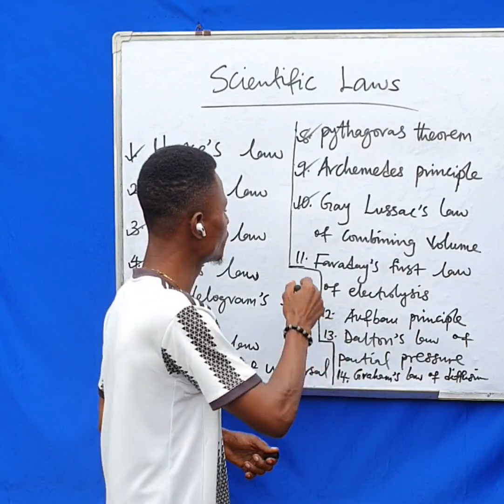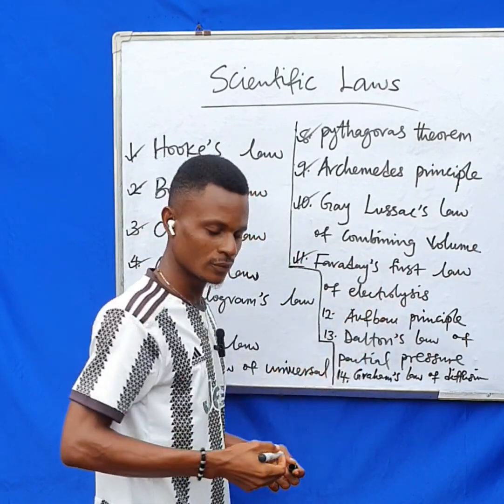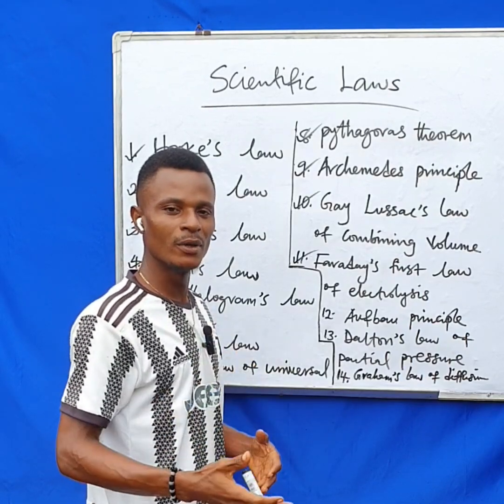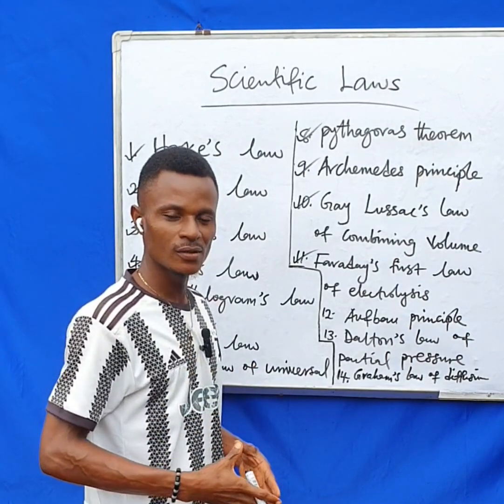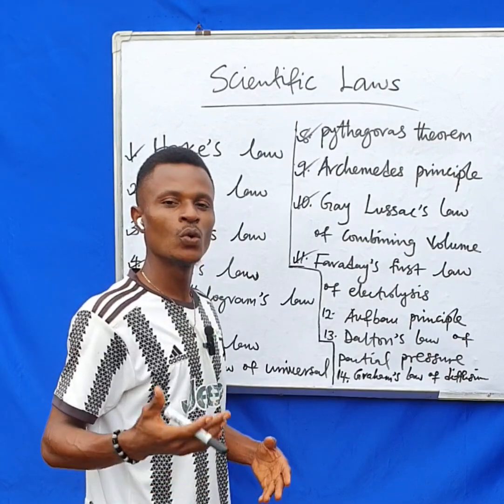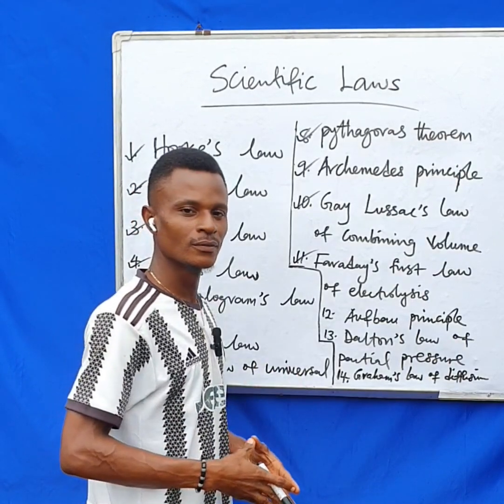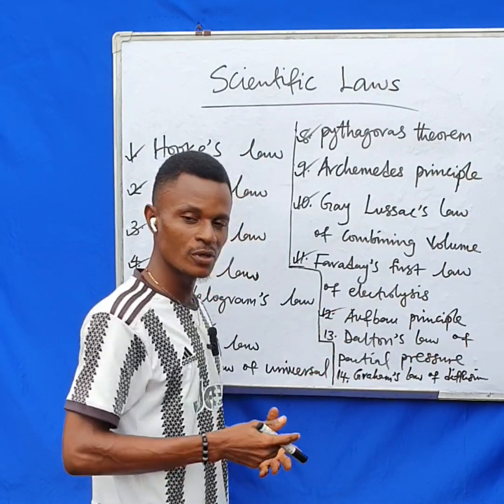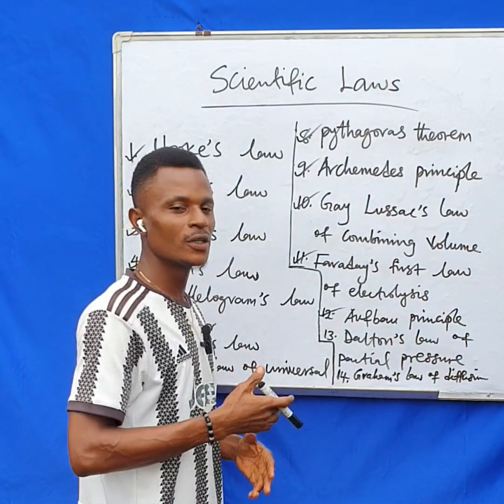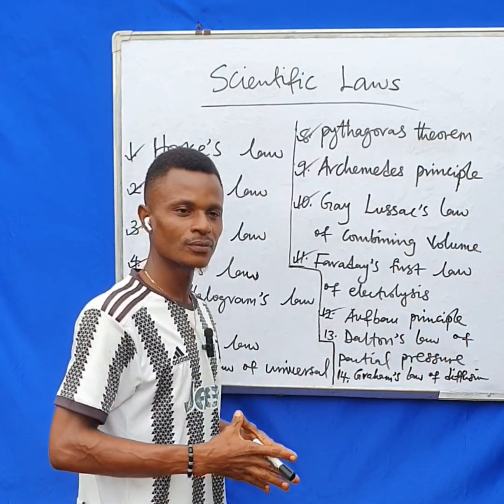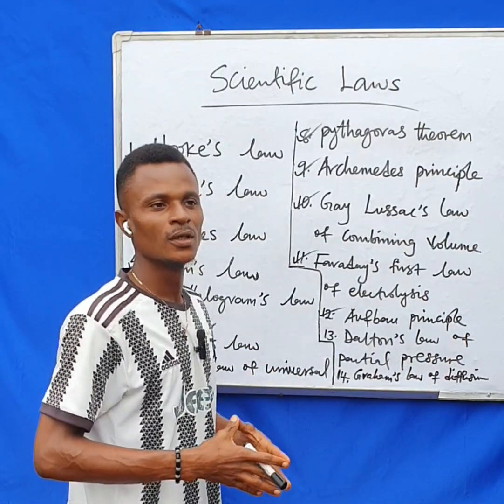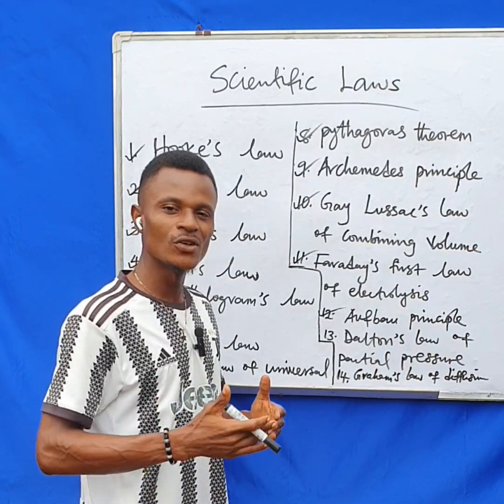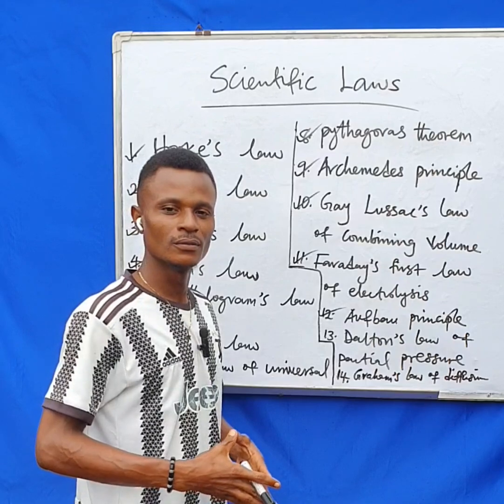Next one is Faraday's first law of electrolysis. Faraday's first law of electrolysis states that the mass of an element deposited during electrolysis is directly proportional to the quantity of electricity passed through it. Next one is Aufbau principle. Aufbau principle is in chemistry. The topic you can find this one is electronic configuration. Aufbau principle states that in the building up of atoms, electrons enter into orbitals in increasing order of energy level.